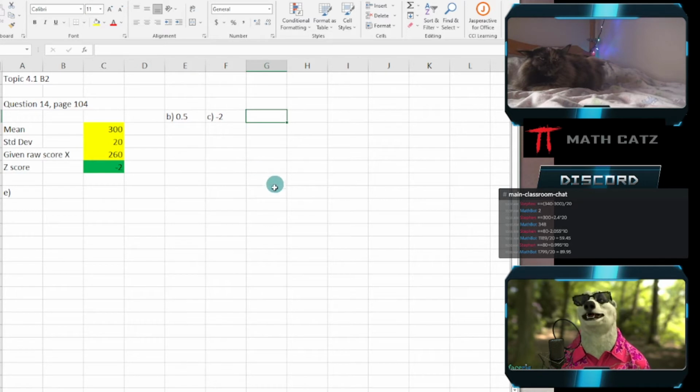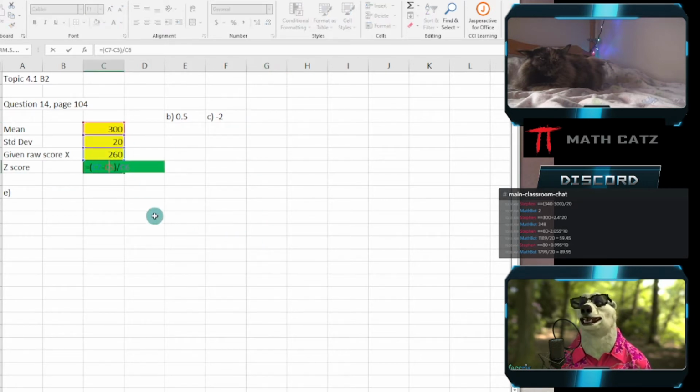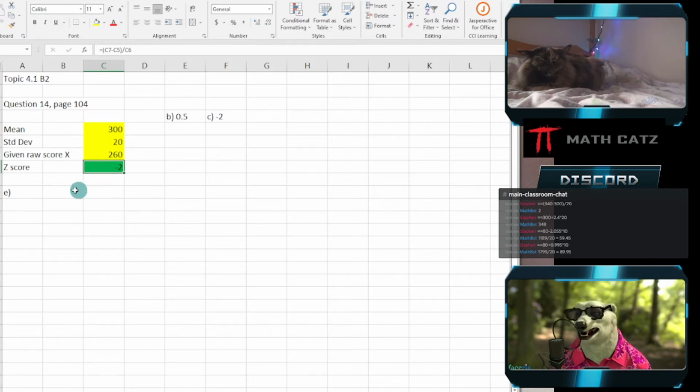I don't have to recalculate everything. That's the beauty of it. The calculation is still in there. If I need to update some of these input cells, I can very easily do that, and the calculation, the answer will update as well.